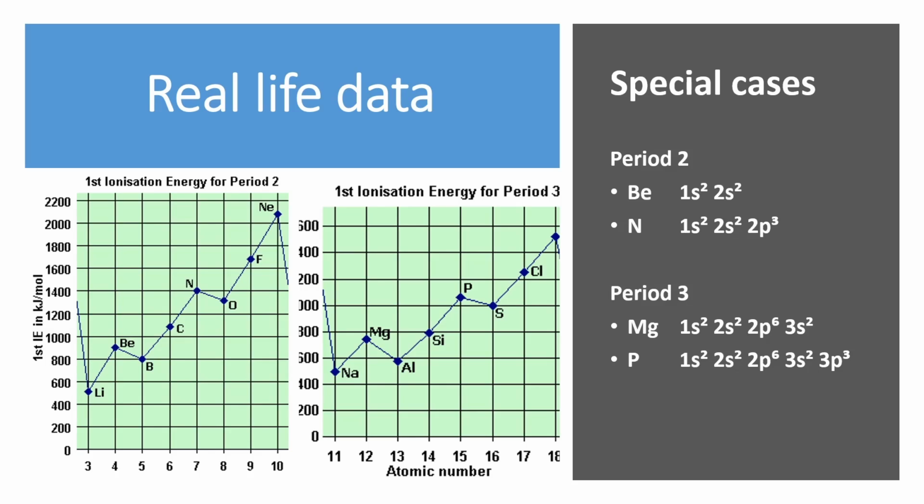Tadi saya cakap kalau daripada kiri ke kanan maksudnya dia meningkat. So based on that logic, boron should be higher than beryllium. Kenapa beryllium lagi tinggi? Nampak tak? And also, kenapa nitrogen lagi tinggi daripada oksigen? Even though nitrogen datang dulu, nitrogen lagi besar daripada oksigen.